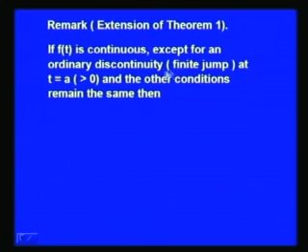Ordinary discontinuity means that when t tends to a from the left side or t tends to a from the right side, the function f t tends to a finite limit. So, it has finite jumps on either side of t equal to a, and all the other conditions of theorem 1 remain the same.